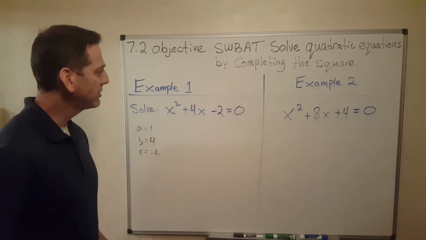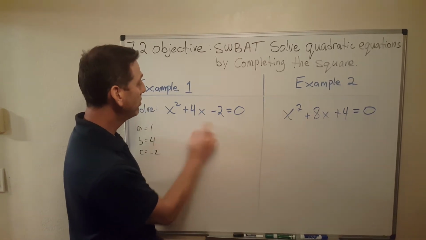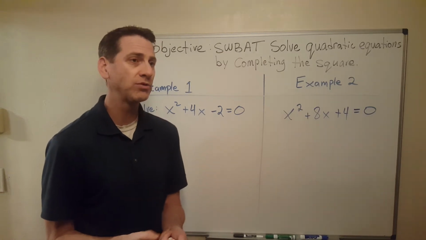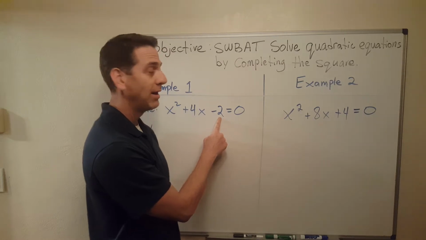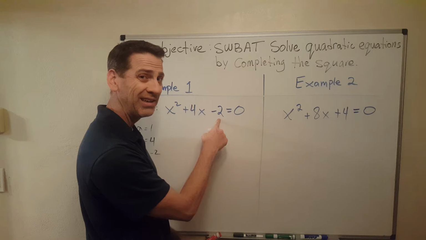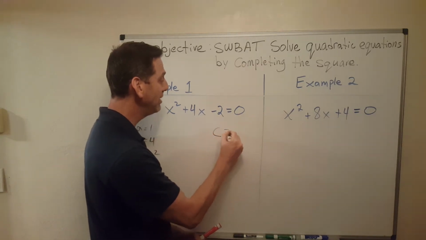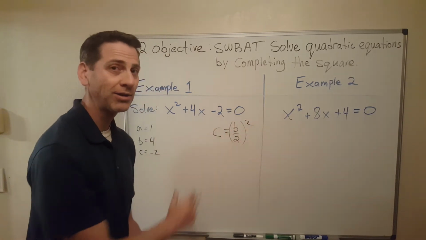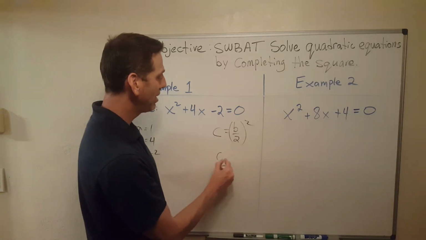Our first step for completing the square is that we want this trinomial to be a perfect square. Now, how do we make a perfect square? Well, remember, this C is the key. Do you remember our little formula for finding the correct C to make this a perfect square? Remember, it was C equals B over 2 squared. That's a critical little formula.